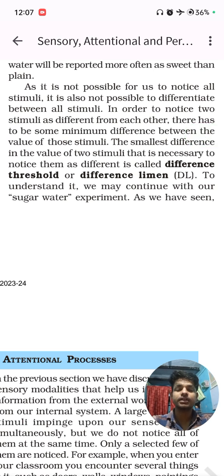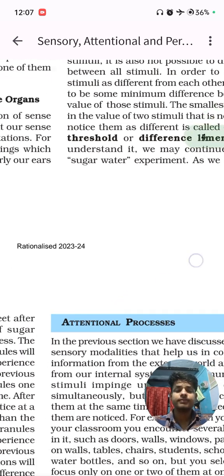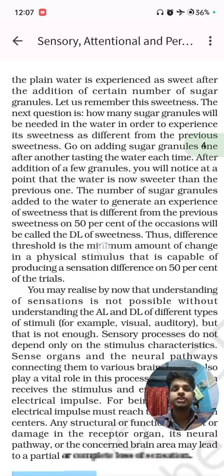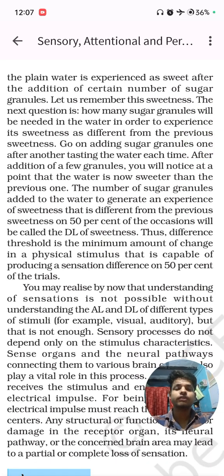To understand this, we may continue with our sugar water experiment. As we have seen, the plain water is experienced as sweet after the addition of a certain number of sugar granules. Let us remember this sweetness. The next question is how many sugar granules will be needed in order to experience its sweetness as different from the previous sweetness. So go on adding sugar granules one after another, tasting the water each time after the addition of a few granules. You will notice a point that the water is now sweeter than the previous one.